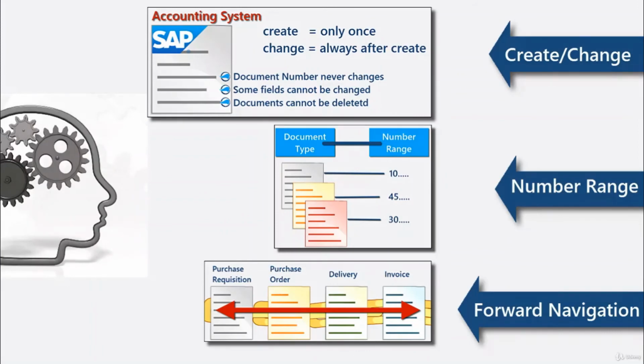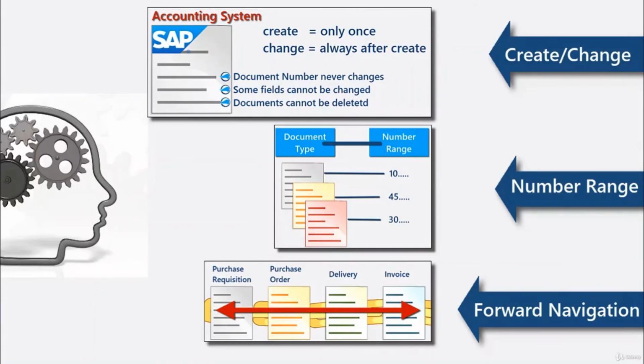First, a create transaction can only be entered once. All later changes must be made via the change transaction, but not everything can be modified. And because of bookkeeping rules, a document can't be deleted, only reversed. Second, a number range is assigned to each document type via customizing. Each document has a unique number.